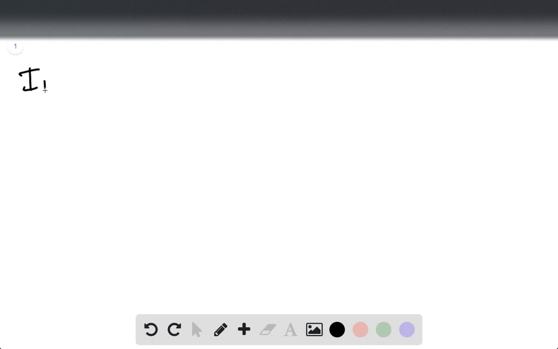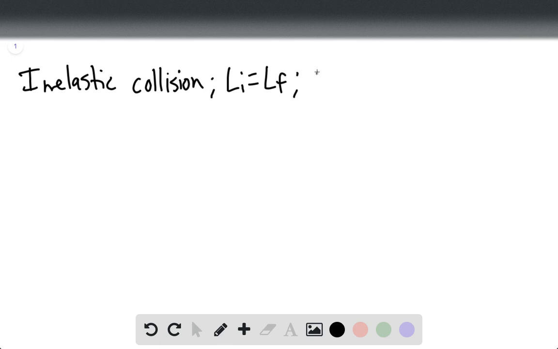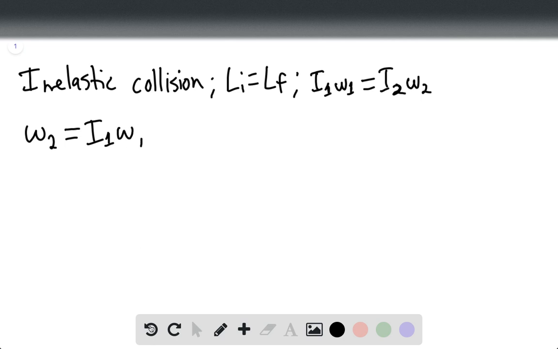So here, of course, we have a perfectly inelastic collision. And we know that the conservation of angular momentum applies. So we can say I sub 1 omega sub 1 equals I sub 2 omega sub 2. We're trying to find the final angular velocity. So omega sub 2 would equal I sub 1, the moment of inertia initially, times the initial angular velocity, divided by the final moment of inertia.